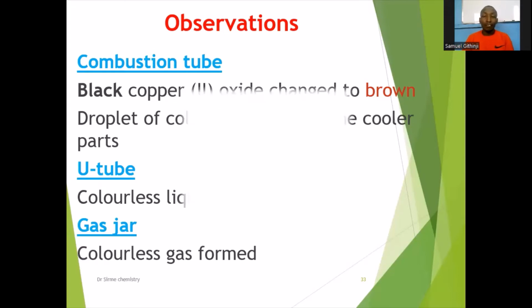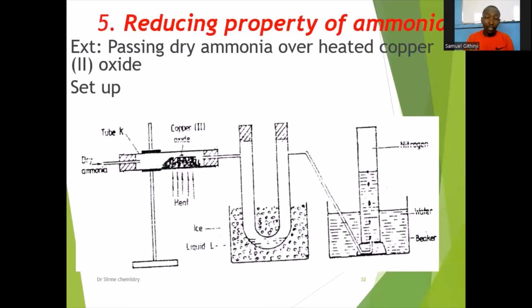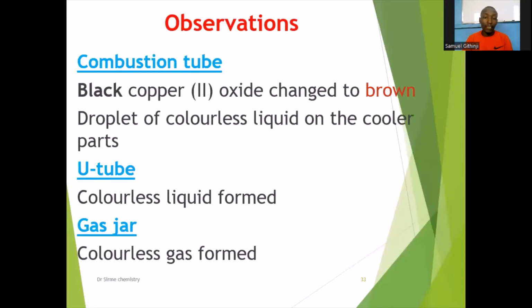Those observations, you can look at them again and even go back to the diagram. Go back to the setup, try to see what you say. Here we've talked of copper 2 oxide changing from black to brown. Here we have said there will be a colorless liquid. Over here, a colorless gas. So that is something you can revisit again and again.